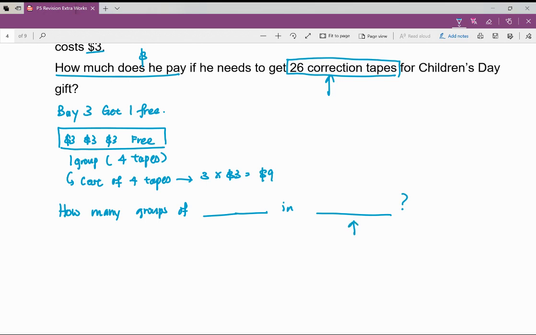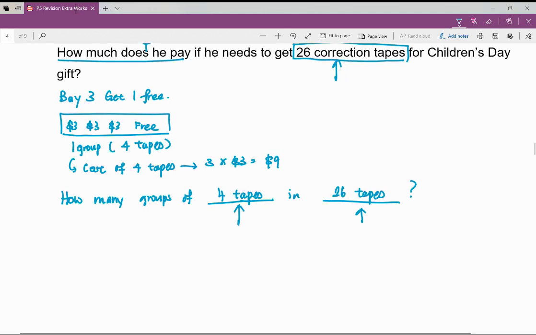So since they ask you for 26 correction tips, I'm going to put in my 26 tips here. That means to say this in front must also be your number of tips. How many number of tips? The number of tips in one group, which is actually 4 tips. Okay, so how many groups of 4 tips in 26 tips?